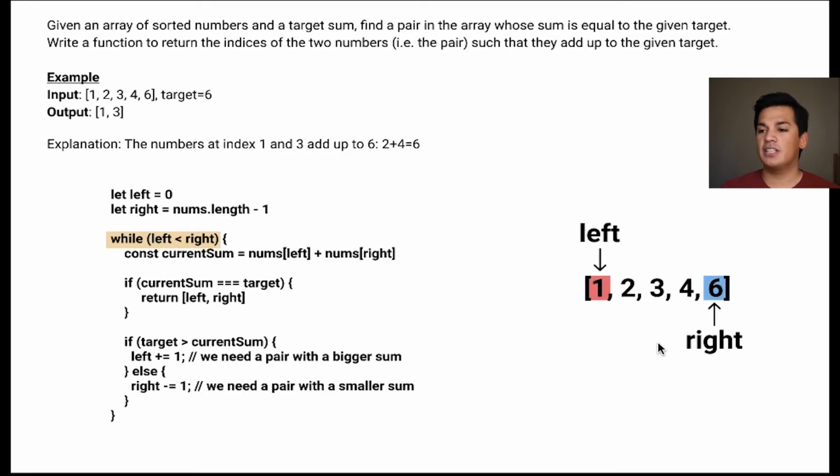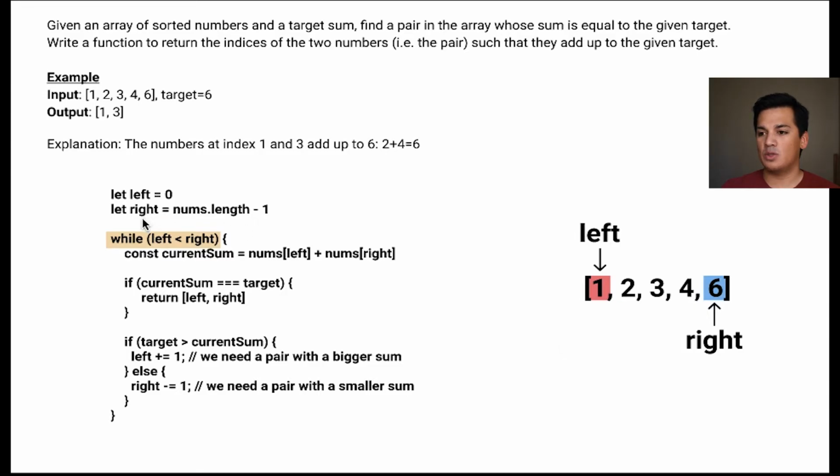So the difference here is that instead of having i and j at the beginning of the array, we will now initiate a left pointer at the beginning of the array and a right pointer at the end of the array. We still have a sorted array, so now we can confidently say that with a sorted array, the left pointer will always be pointing to a lower number, and the right pointer will always be pointing at a larger number.